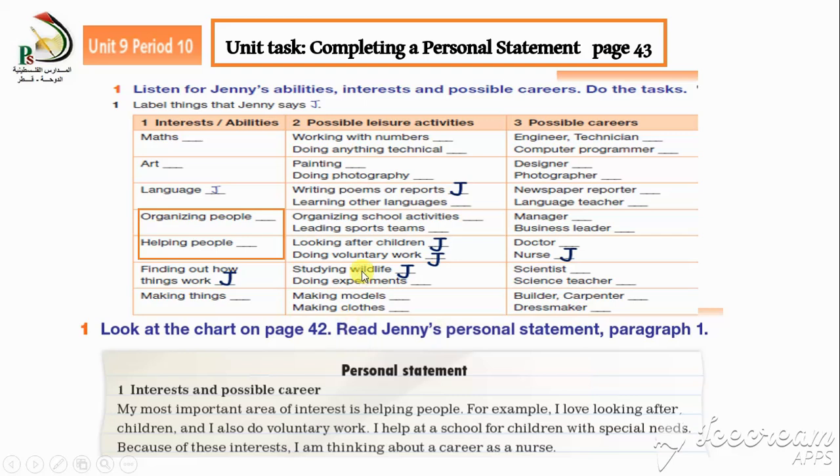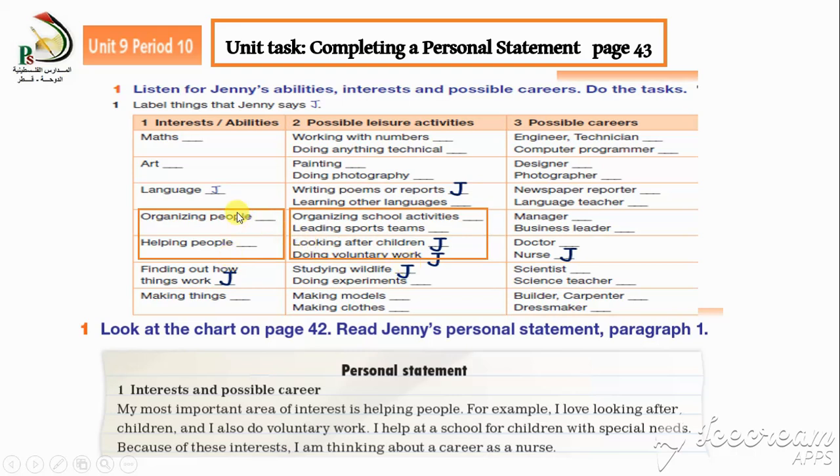For example, here I'm giving you an example: I like organizing people, and I like helping people as well. At school, being a student, I participate in school activities, and I am also leading some sports activities, some teams, for example volleyball. Many students are active there. You help people, and you look after children, maybe your siblings, and you sometimes do voluntary work, like on the green day at school.